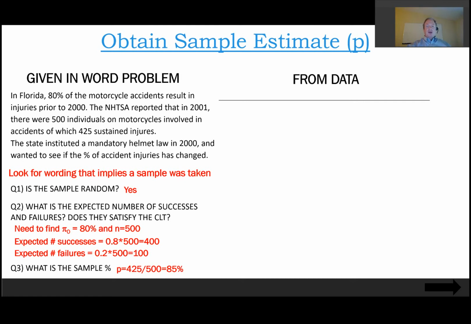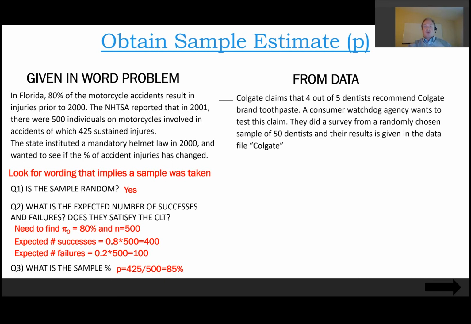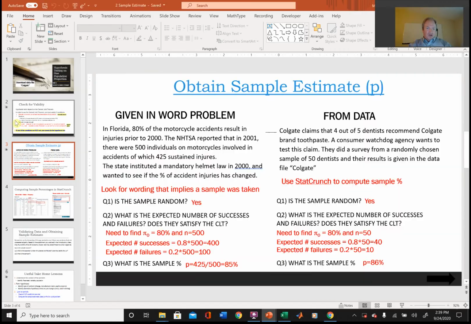Let's look at a situation where we actually have to use a data set. Notice here, the data set was summarized. You didn't look at the raw data. You were told that out of these 500 people in some data set, 425 were in your category of interest. But sometimes you can be given the raw data too. And so we're going to look at the raw data from the Colgate ad scenario. And we're going to use StatCrunch to compute the sample percentage. So let's see how that's done in StatCrunch.